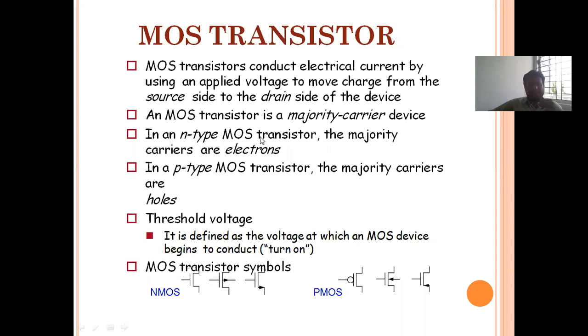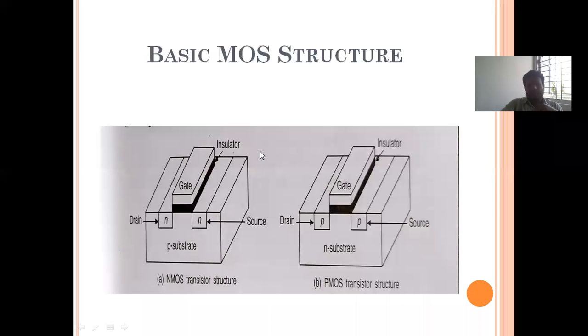What is the difference between N-type and P-type? According to the physical structure, there is a difference between NMOS and PMOS. In NMOS, the substrate is P and the highly doped region is N. In the PMOS transistor, the substrate is N and the highly doped region is P. So the substrate is moderately doped.